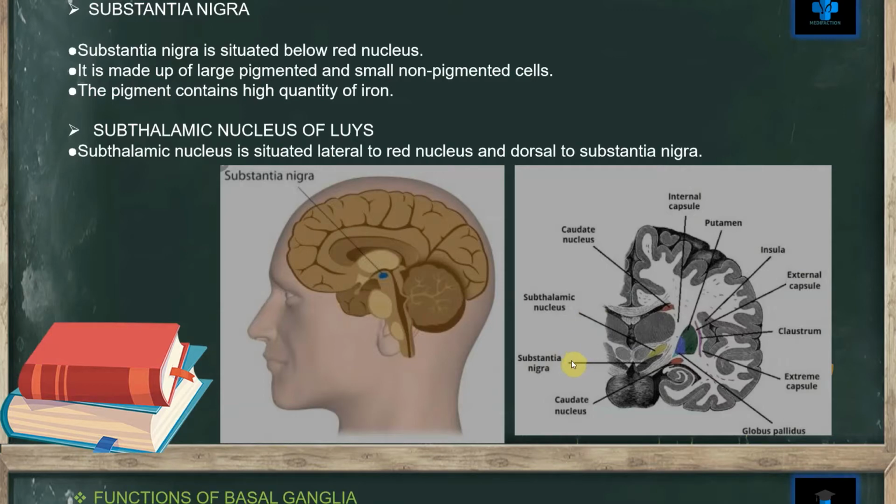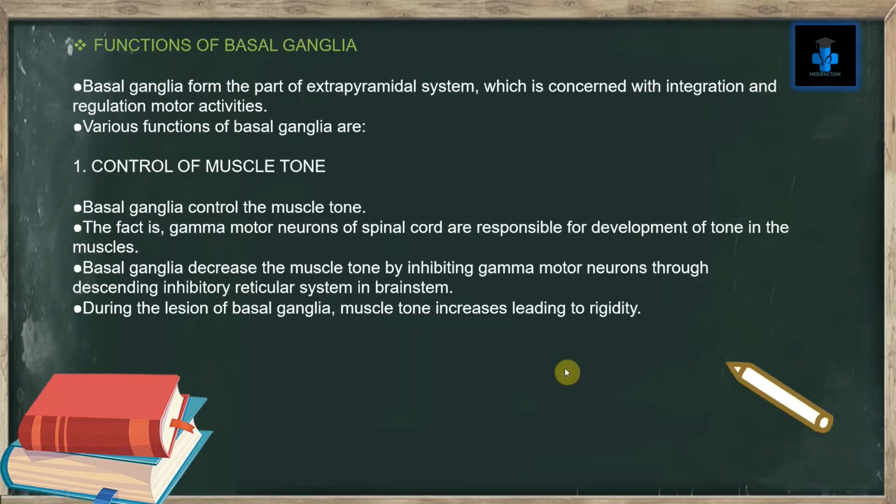Now let's talk about the functions of basal ganglia. Basal ganglia form the part of extrapyramidal system, as I told earlier, which is concerned with the integration and regulation of motor activities. Various functions of basal ganglia are: number 1, control of muscle tone. Basal ganglia controls the muscle tone.